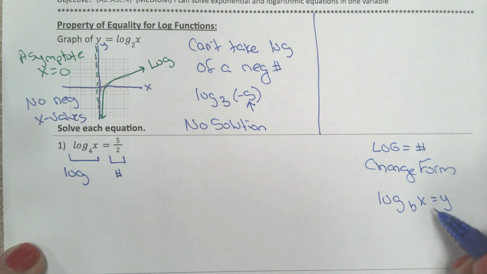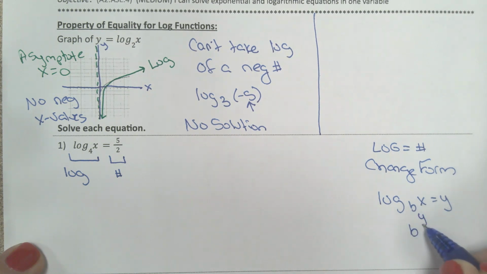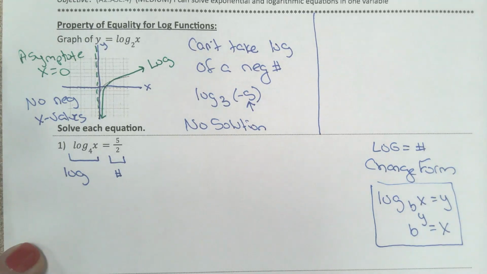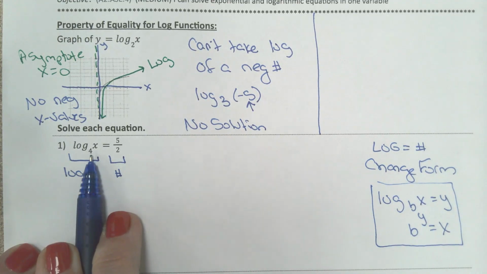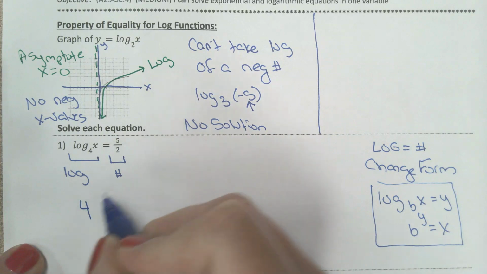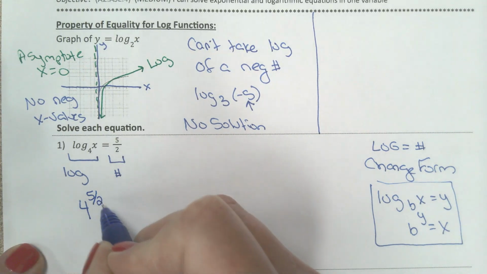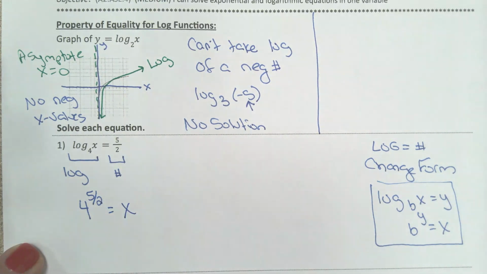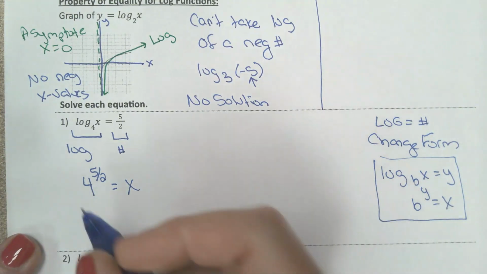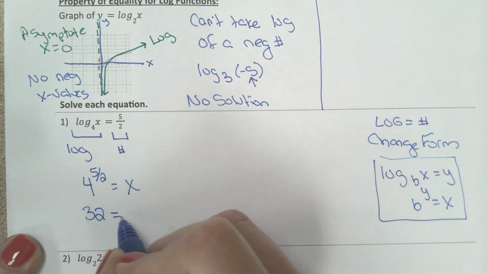When I say change form, I'm saying change it from log to exponential. So that would be b to the y equals x. All right, so when I change form here, the 4 is your base, the 5/2 comes over and becomes an exponent, and the x goes over to the other side. So now you just simply need to enter this into your calculator. 4 to the 5/2 equals 32.